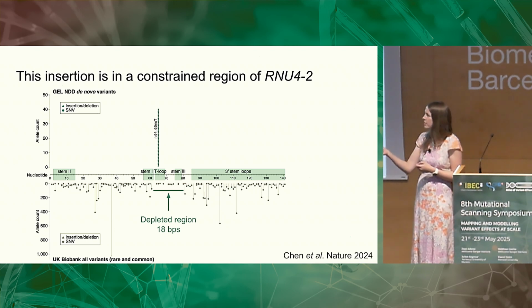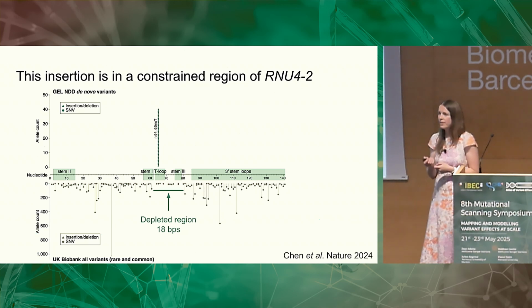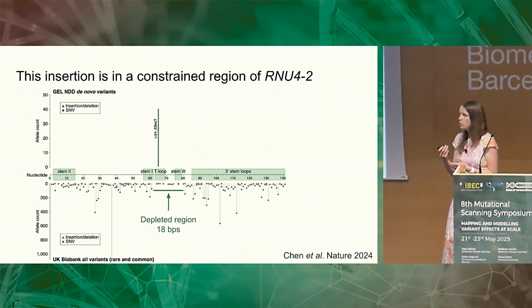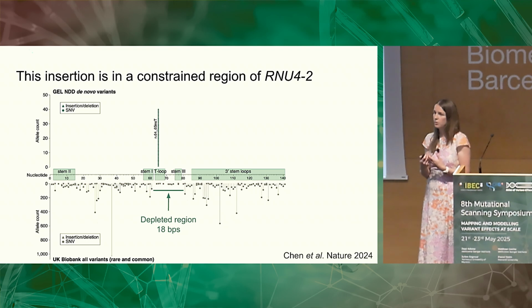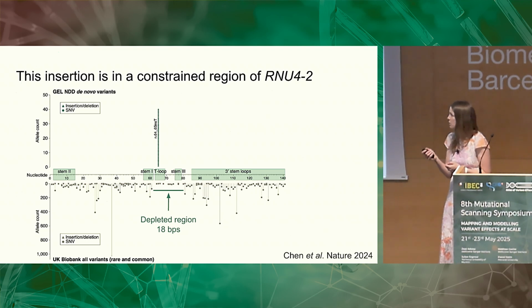One thing you might note is this gene is incredibly mutation dense. We see about 75% of all possible single nucleotide variants across the gene sequence, compared to a genome average of about 13%. So it's really heavily mutated, but depleted in the central region.